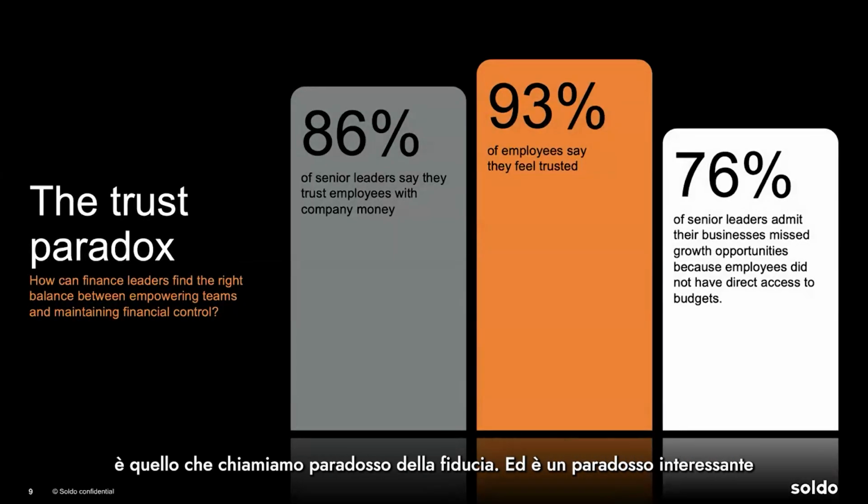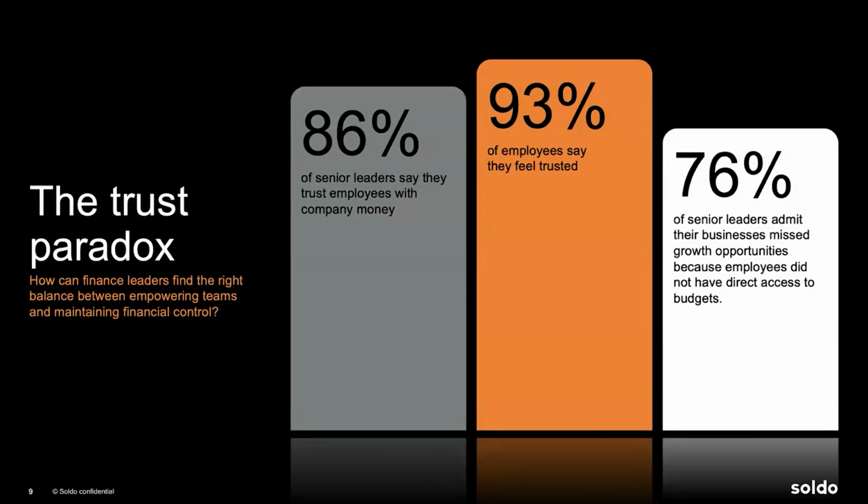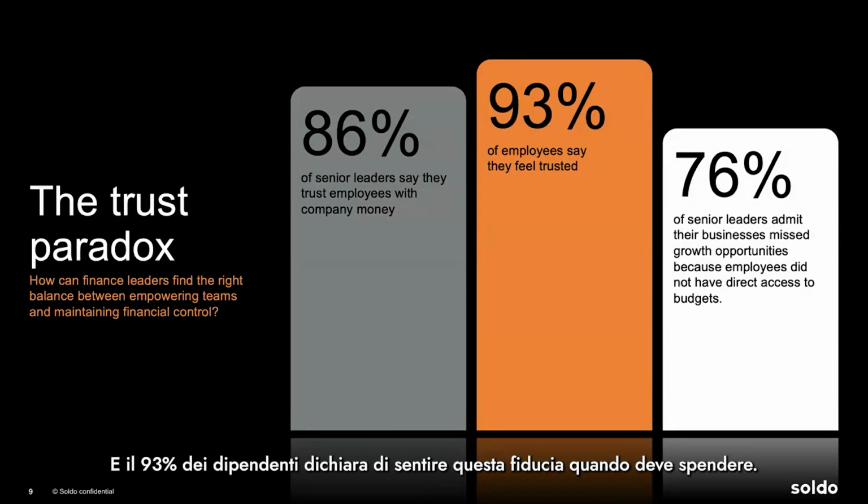In addition, something we've seen from some research we ran last year is what we call a trust paradox. And there's an interesting paradox in how companies handle trust and the spending of money. So what we saw was that 86% of senior leaders said they trust employees with company money, and 93% of employees said they feel trusted to spend money.